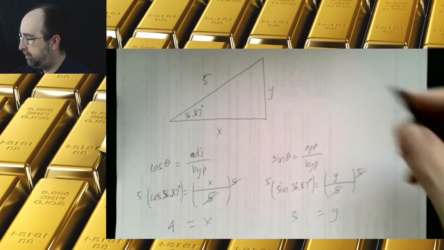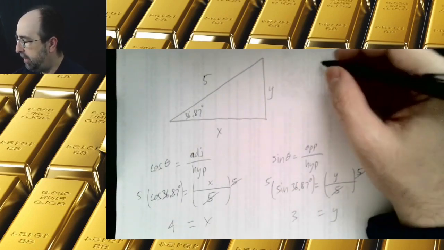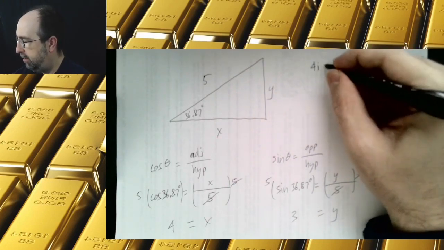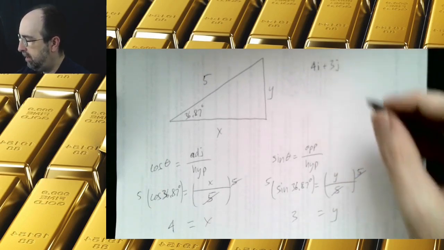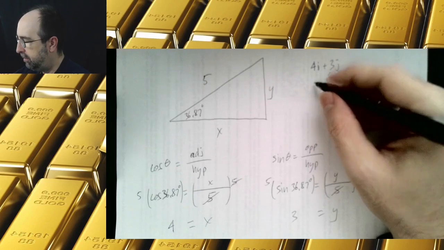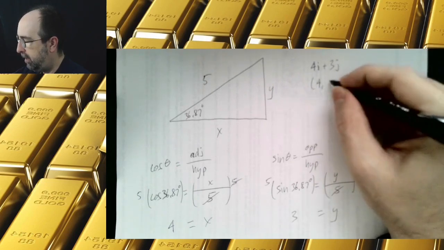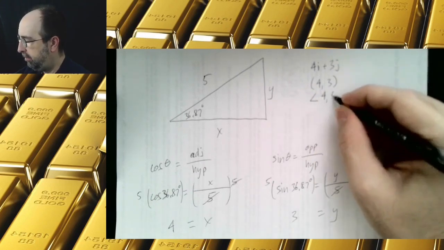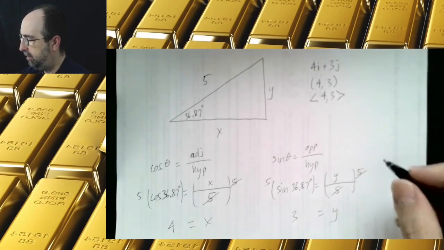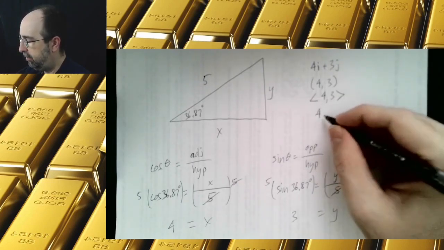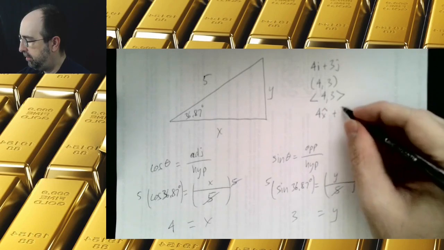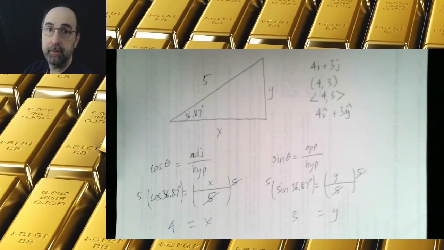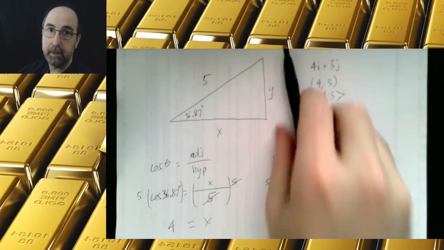So there are many ways to write this as a vector made out of components. Some classes will write 4i plus 3j. Other classes will write 4 comma 3 in parentheses, or even 4 comma 3 in angle brackets. I've even seen 4x hat plus 3y hat. So in any case, you'll have to follow the convention that's being used in your class.